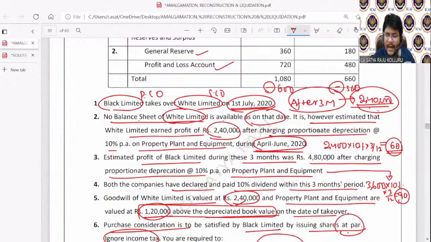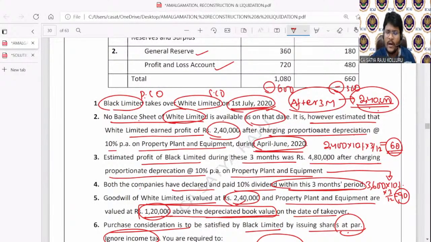Both the companies have declared and paid 10% dividend within this 3 months period. He is not telling that the dividend is related to the 3 months period. Always the dividend will be declared for a particular year. Actually, after completion of the year, the dividend is generally paid for the previous year.